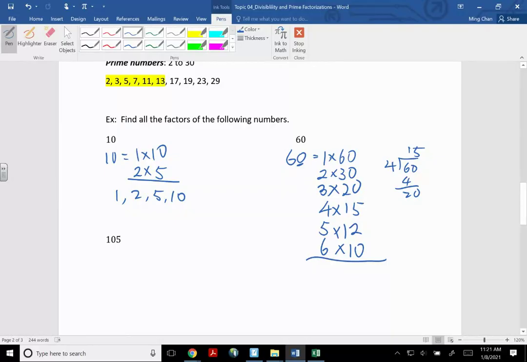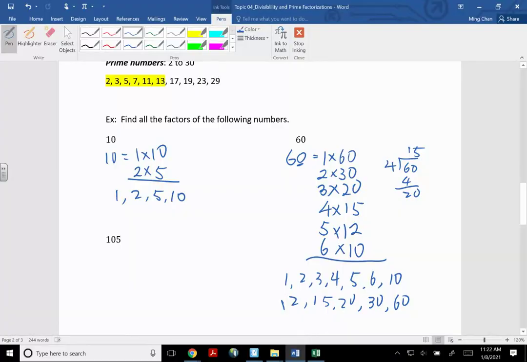What I mean is every one of these numbers can go into 60. That's just another way of saying it. So that's 1, 2, 3, 4, 5, 6, 10, 12, 15, 20, 30, and 60. That's how we write the answer.